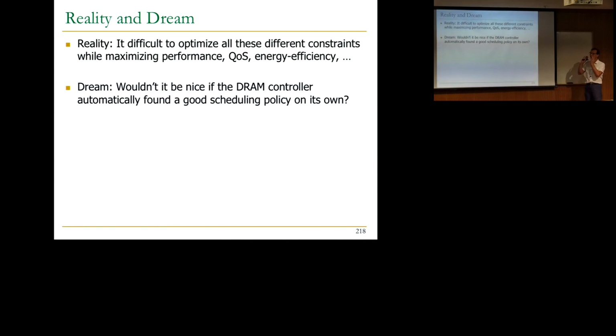Wouldn't it be nice if the DRAM controller automatically found a good solution? This was before the machine learning hype. Now we have the machine learning hype, but I think solutions like this are very interesting to examine going forward. And we wanted to look at this controller. How do we actually design this controller? Because it's really painful as a DRAM designer. If you're a memory controller designer, you would know this very well.